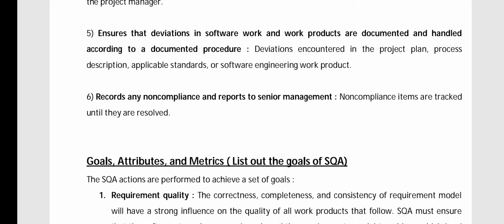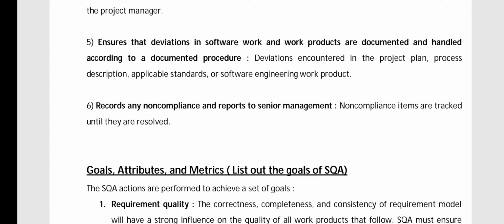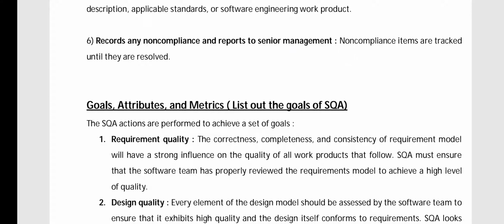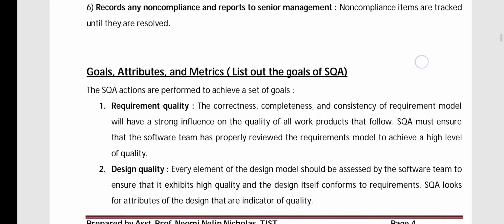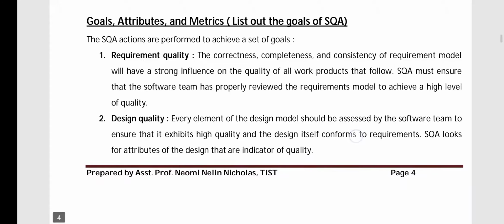Next, the task is to ensure that deviations in the software work and work products are documented and handled according to some documented procedure. Okay, then it records any non-compliance and reports to the senior management. So all this has to work in a flow for the product to be of a quality one. Okay, the next is goals, attributes and metrics of SQA.